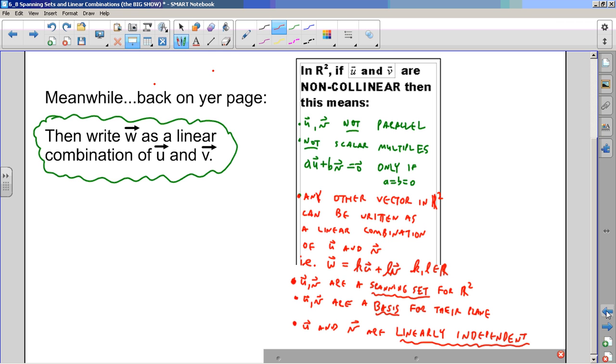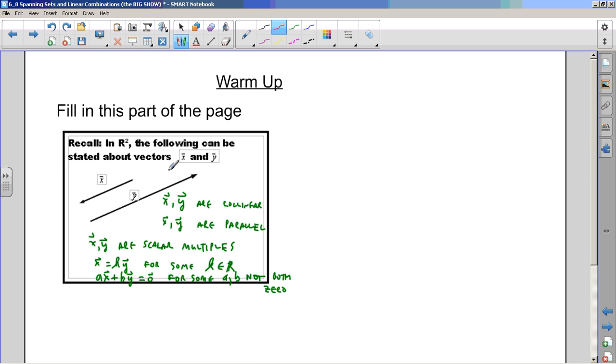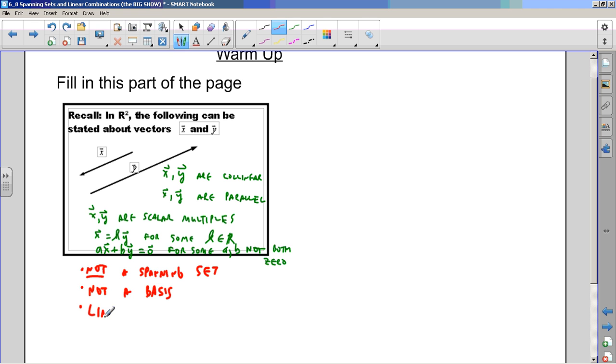In contrast, then, what are these then? Well, these are not, and you can add this to your page 2, not a spanning set. They're not a basis. And we can say they're not linearly independent, but use some English knowledge there. They're actually linearly dependent. Linearly dependent.